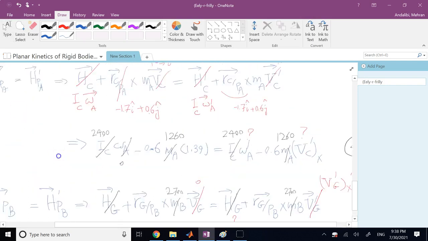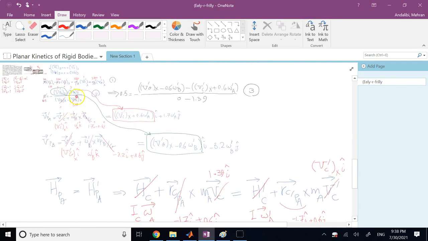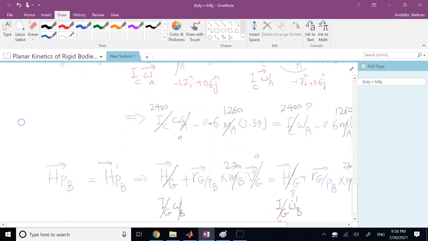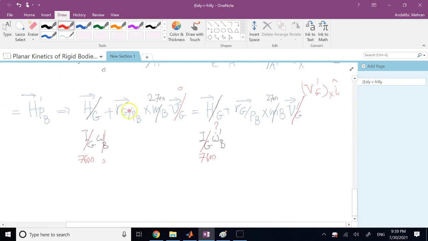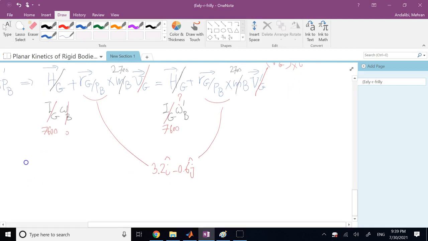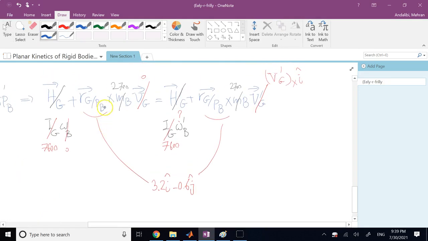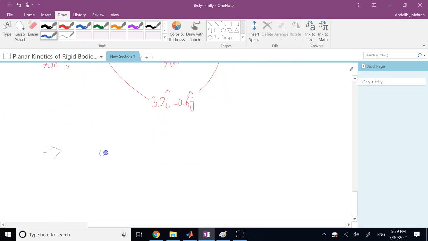And R of G with respect to PB, if we go and look at it, it's the negative of this guy. So 3.2i minus 0.6j. Right? So if we carry out the cross product, again, everything is going to be k component or negative k. So here, this whole thing is 0 on the left-hand side.